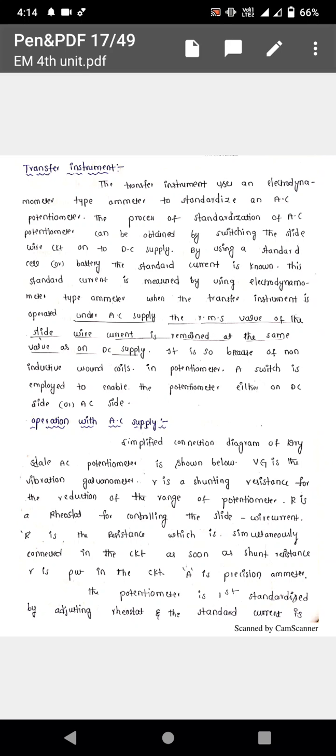Constructionally, the transfer instrument is an electrodynamometer type instrument. In the polar type potentiometer, we use an electrodynamometer type ammeter for standardization of the potentiometer. The standardization of the AC potentiometer can be obtained by switching the wire to the DC supply. That means what a transfer instrument is, as I already told you. The DC supply is given to the electrodynamometer type ammeter, which can be calibrated under DC.